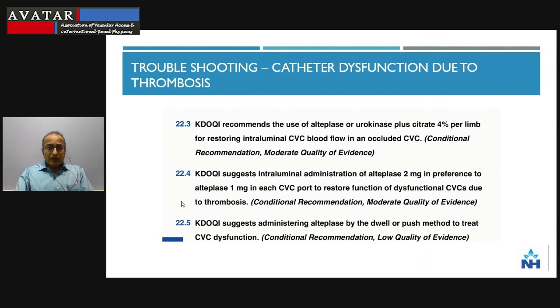For dysfunction, if there's a thrombosed catheter, you could use alteplase or urokinase. 2 mg alteplase is probably better, and just a push or a dwell is sufficient as per KDOQI.